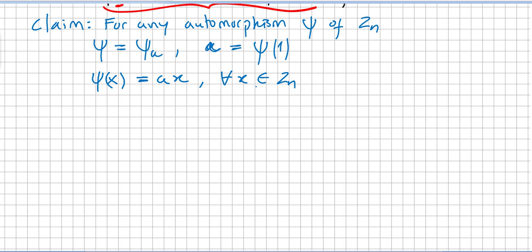So let us use induction. Let us say for n equal 1, we have psi of 1. Psi of 1 equals a times 1. That will be a, right? So this is the first step, right?